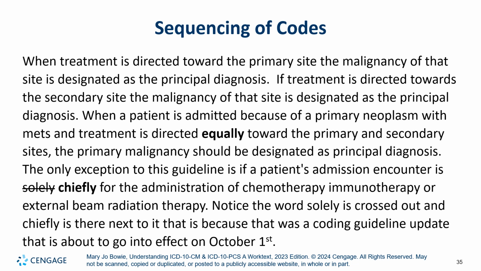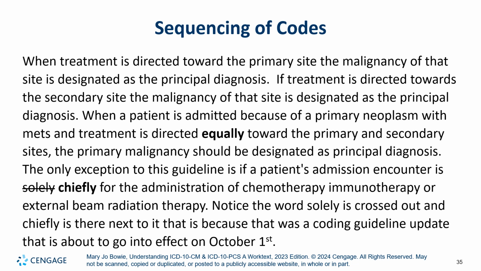All right, so sequencing of codes. When treatment is directed towards the primary site, the malignancy of that site is designated as principal diagnosis. Basic rule for designating principal diagnosis is the same for neoplasms as for any other condition. That is, the principal diagnosis is the condition found after study to have occasioned the current admission or encounter. There's no guidance that indicates that a code for a malignancy takes precedence.